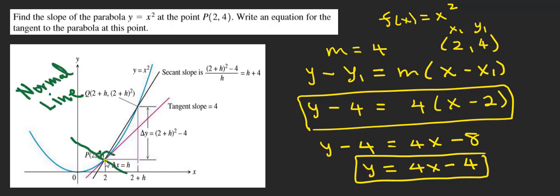Now, what if there is a line that is perpendicular to this tangent line at x equals 2 and y equals 4? We call that a normal line. A normal line is a line perpendicular to the tangent line that goes through that point. The slope of a normal line will be the negative reciprocal of the slope of a tangent line. So since the slope was 4, the slope of the normal line will be the negative reciprocal, which is negative 1 over 4.